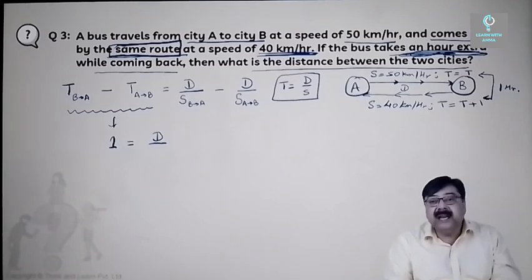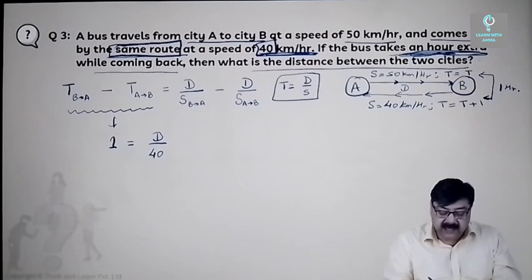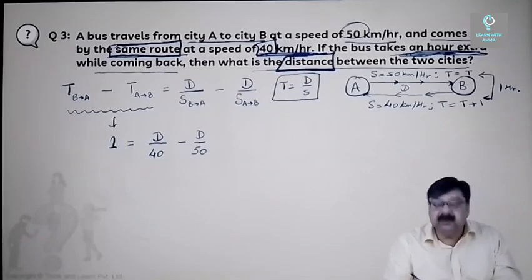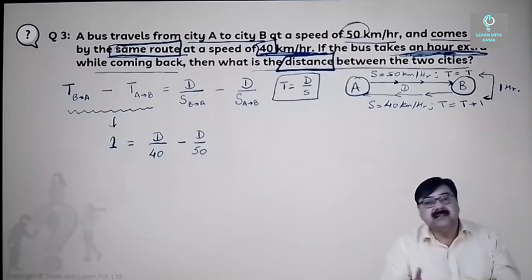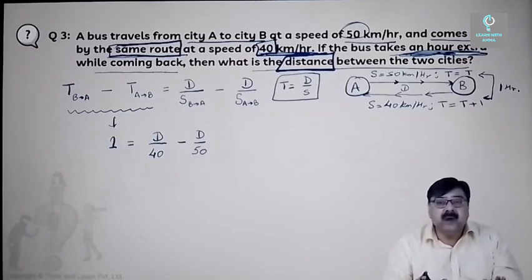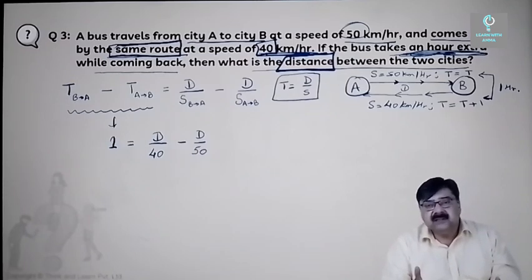And speed from B to A is given to us as 40. So it goes here, and speed from A to B is given to us as 50. So it goes to this particular part. And obviously distance is what we need to find out between the two cities. So that is D. So finally you are left with only one variable, and simply you can solve this.